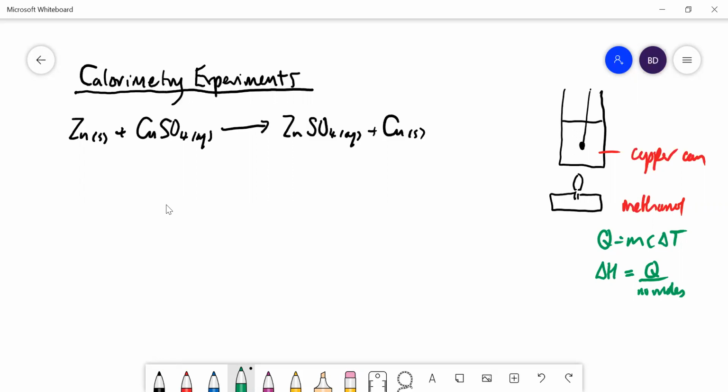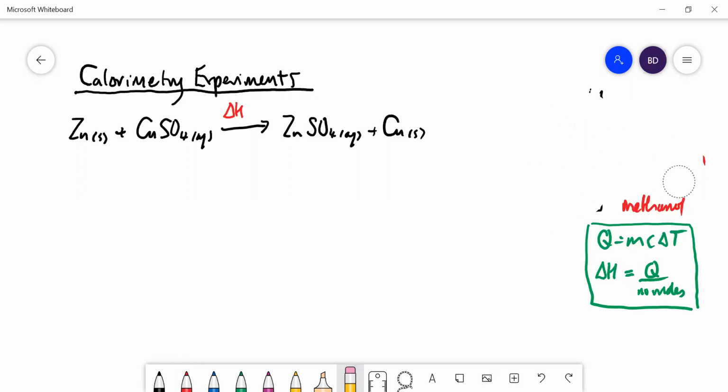This is going to be a bit different. We're going to use these equations again to work out delta H for this reaction. The reaction here is the reaction with zinc and copper sulfate, a metal displacement reaction, which you're probably all familiar with from like year 9 or year 8. We're going to find out delta H for that. So we don't use a copper can.